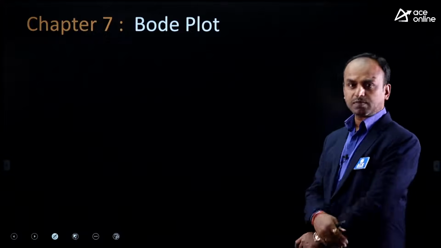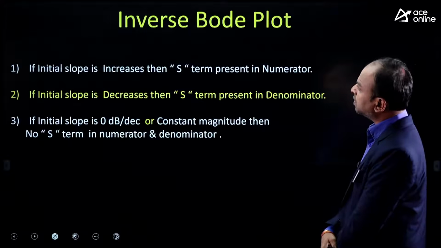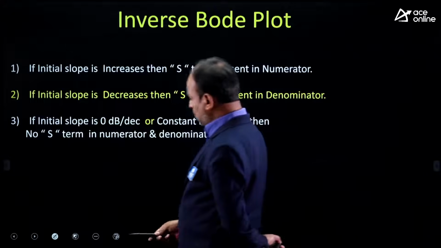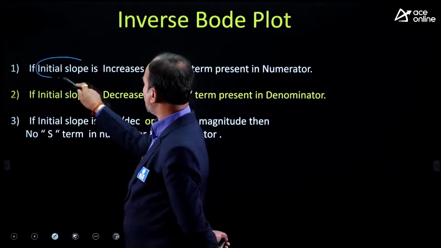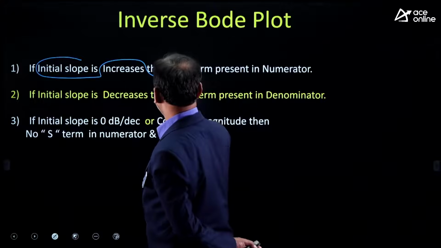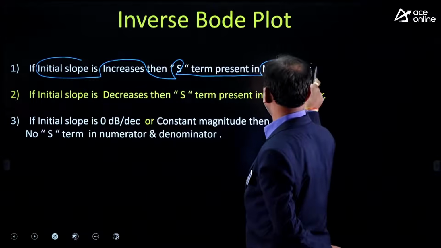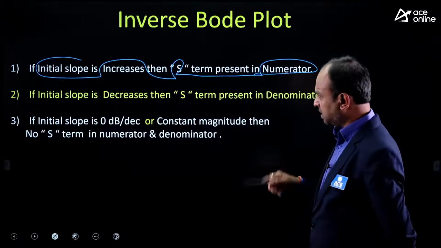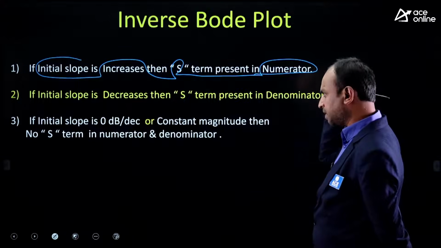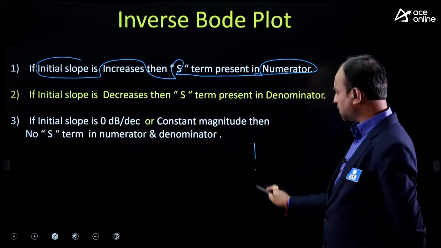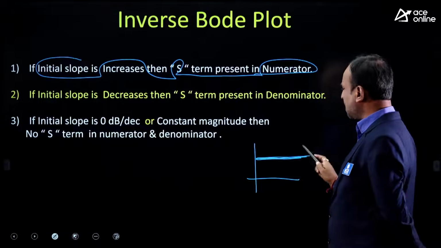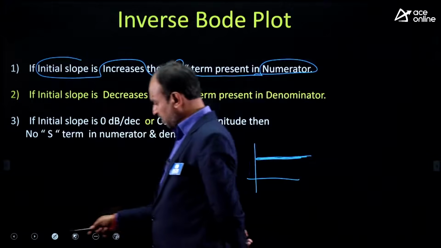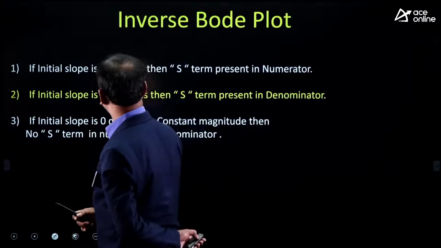So I am going to provide some rules of the inverse Bode plot. The initial slope is the important first point. If the initial slope increases, then the S term is present in the numerator. In the reverse case, if the initial slope decreases, then the S term is present in the denominator. If the initial slope is constant, no increase or decrease, then there is no S term in the numerator or denominator. Based upon this, we will observe one question.